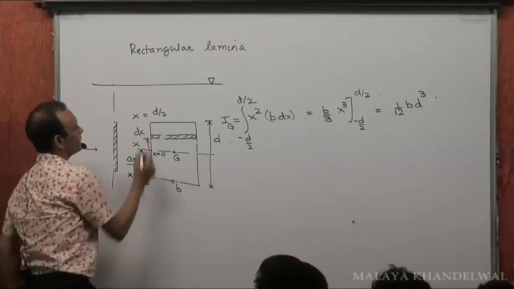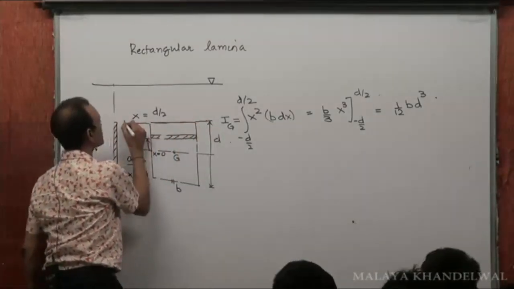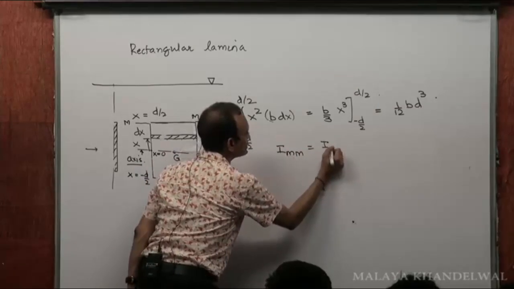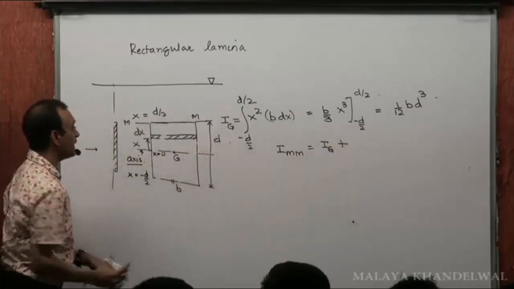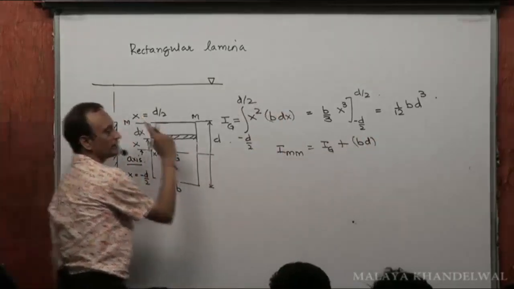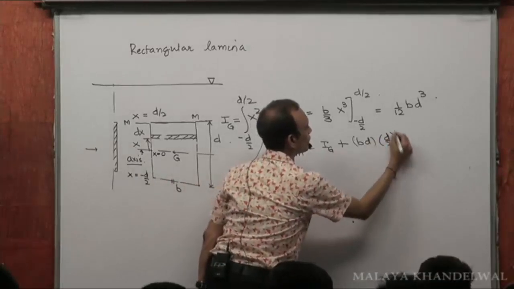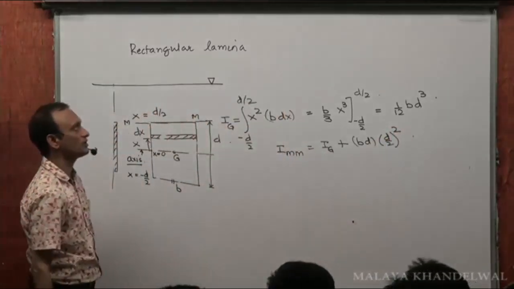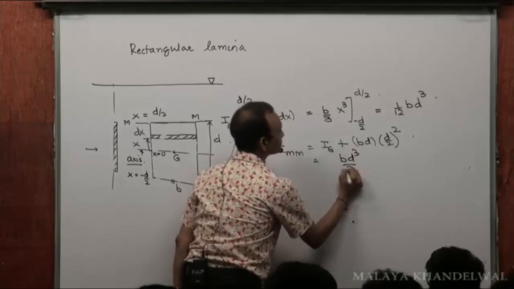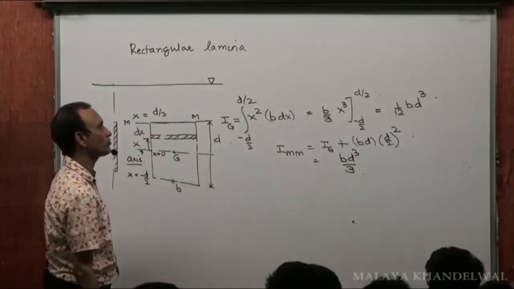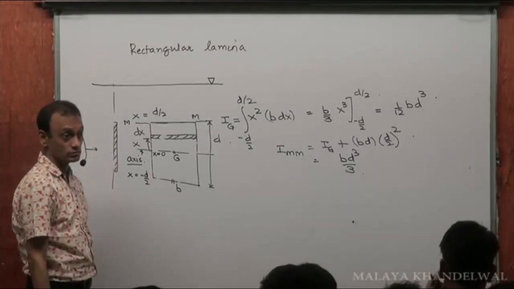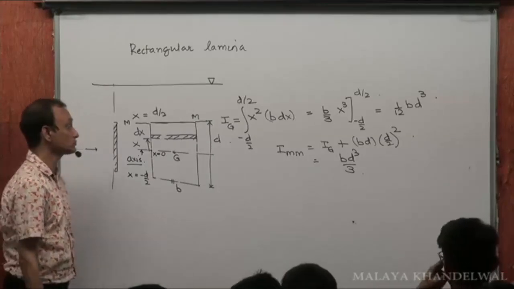What would be I about this axis? Say this is mm. I about mm would be I about G plus area b into d into d by 2 squared. So that is bd cube by 4 plus 1/12 bd cube, which gives 1/3 bd cube. You know?